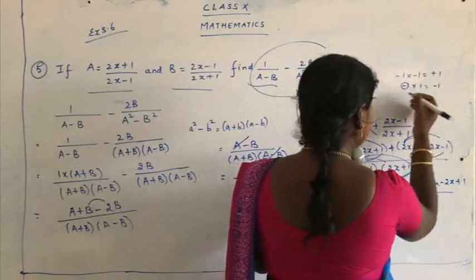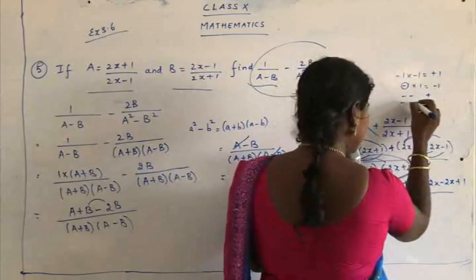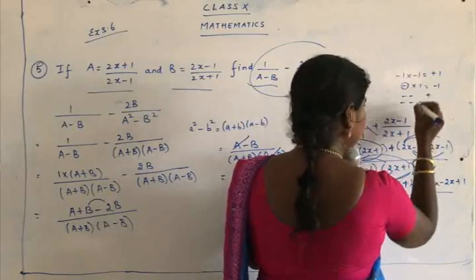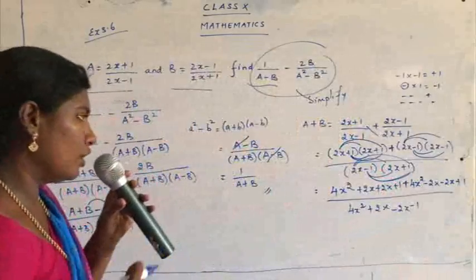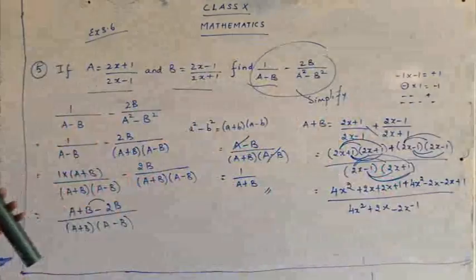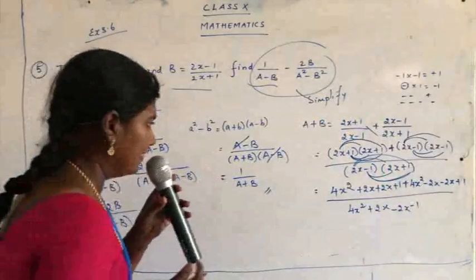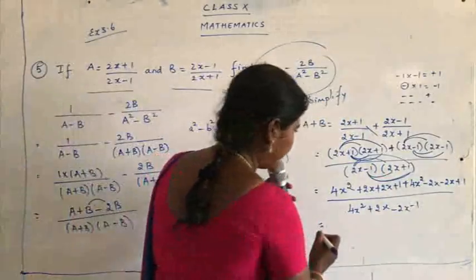So the answer is minus. If 2 negative signs, plus. 3 negative signs, minus. 4, plus. It goes on. Okay. So now let's bring all the like terms together and try to simplify the numerator and the denominator. So let's have a check.